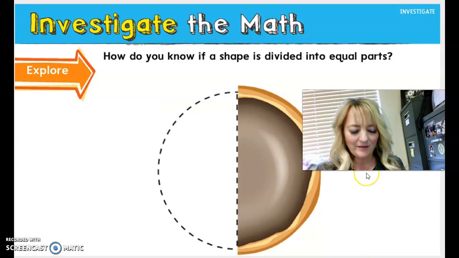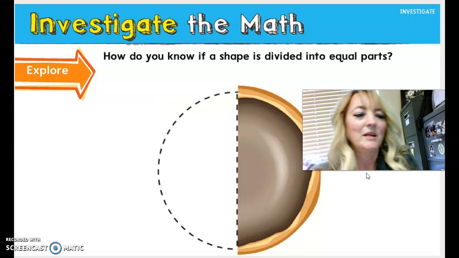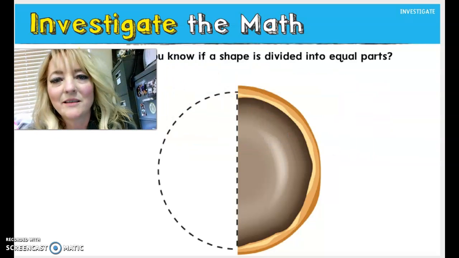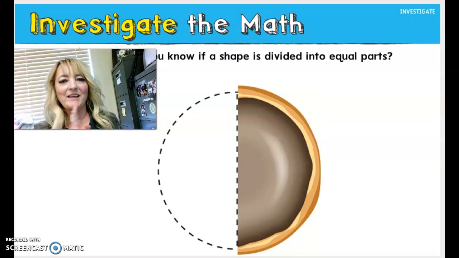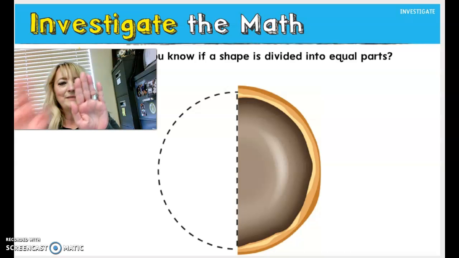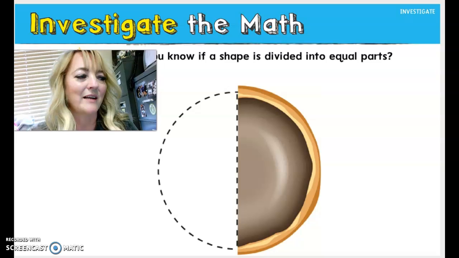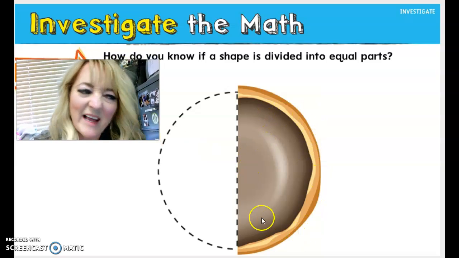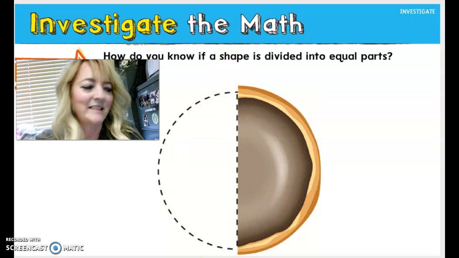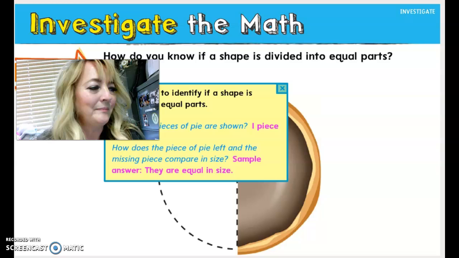Okay, how do you know if a shape is divided into equal parts? We want to talk about symmetry right now. It's actually kind of an art form, doing symmetrical art, or your face is symmetrical. If you divided it in half, your face would look the same on this side as it does on this side. If you had a butterfly and you put the butterfly in half, it would be symmetrical, the same on one side as it is on the other side. If we flip this pie over, it would be the same on this side as it is on this side. Same shape, same size, same color. Okay, so let's go on.